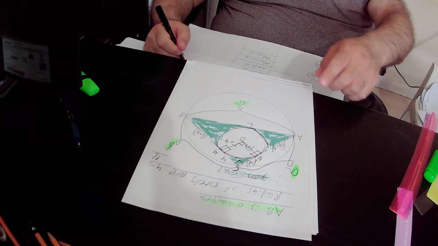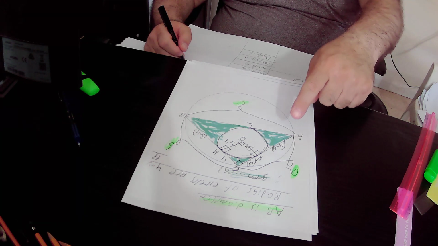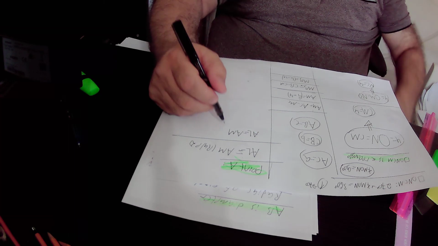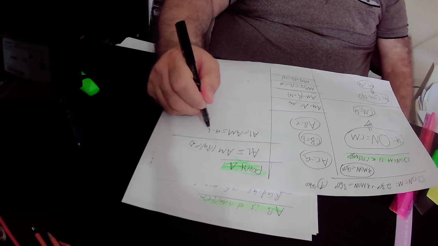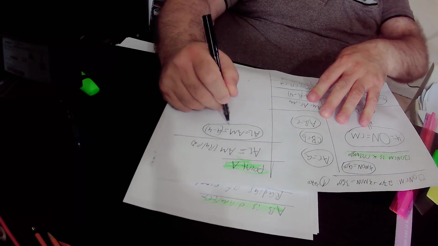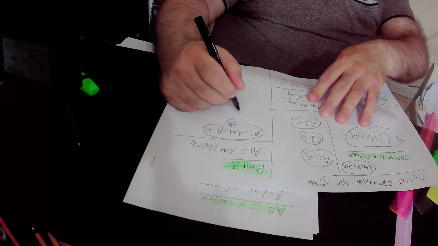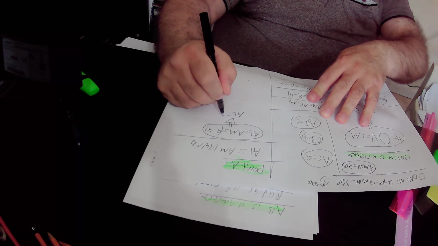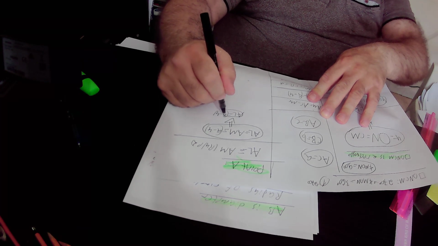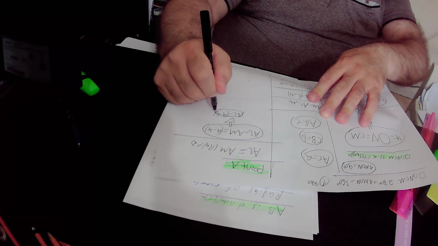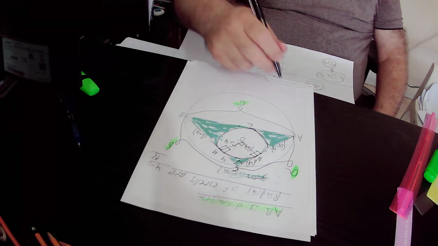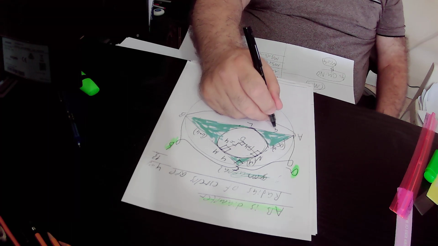So AL equals AM according to rule number 2, but we have already found out that AM equals A minus 4. So we can write here that AL equals A minus 4. And from this equation, AL equals AM equals A minus 4, we derive that AN is also equal to A minus 4.